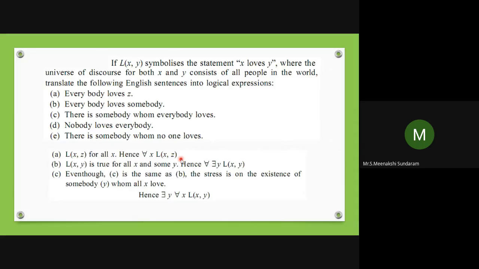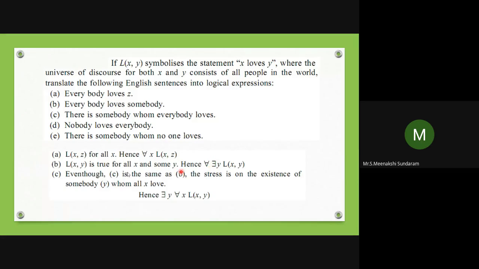Everybody loves somebody. There are 2 bound variables here. So for all X and there exists some Y. For all X, both X is bounded and Y also bounded. In the first statement, Z was fixed. Here both are bounded variables. That's why for all X, there exists a Y. Somebody means anyone. L of x comma Y. Here for all X, again insert the value of X.